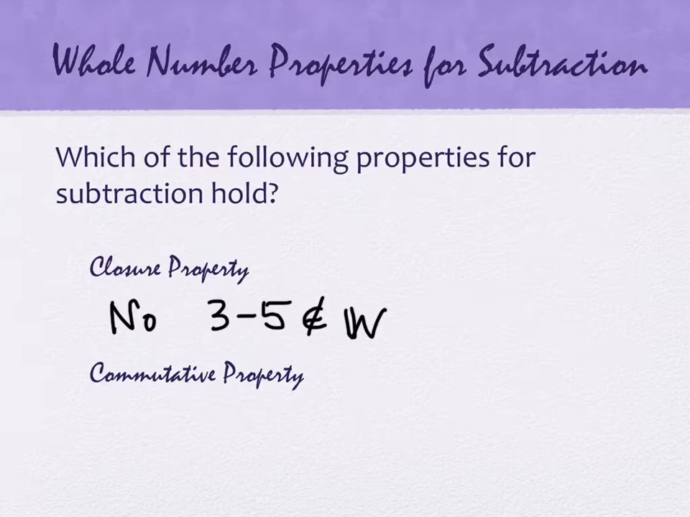How about commutativity? Does commutativity hold for subtraction? No. Can you give me an example? 3 minus 5 is not 5 minus 3. So 5 minus 3, which would be a whole number, is not the same as 3 minus 5, which would not be a whole number. They don't give me the same quantity. So no commutativity.